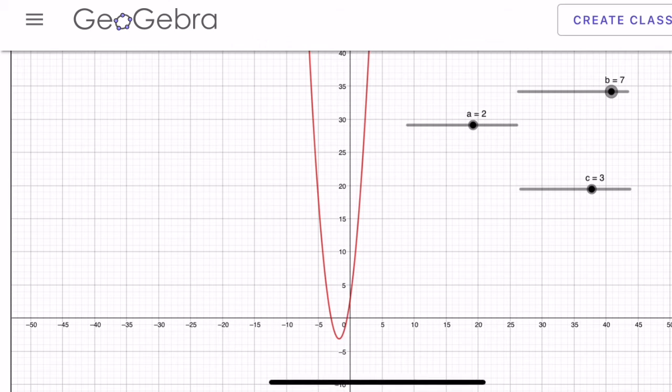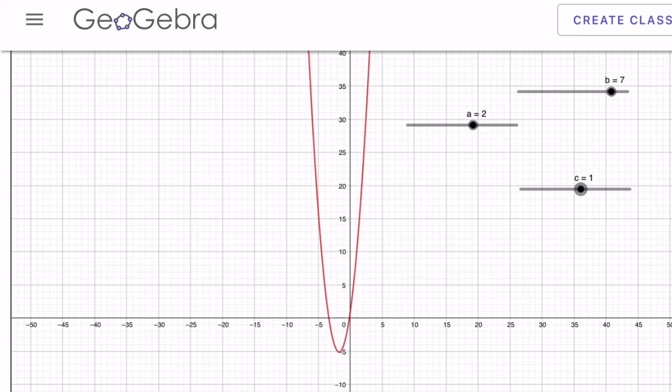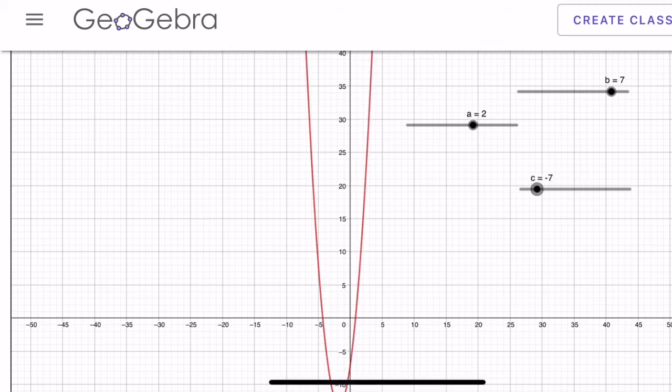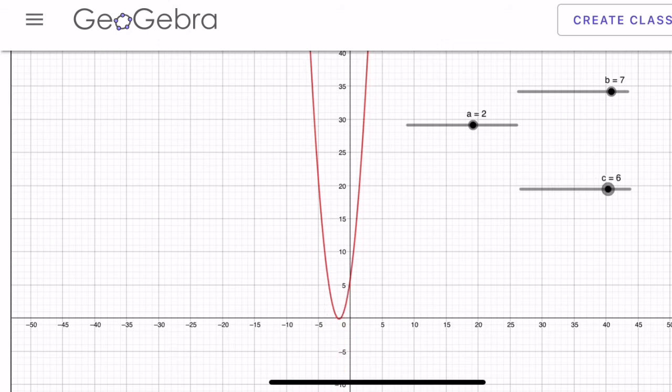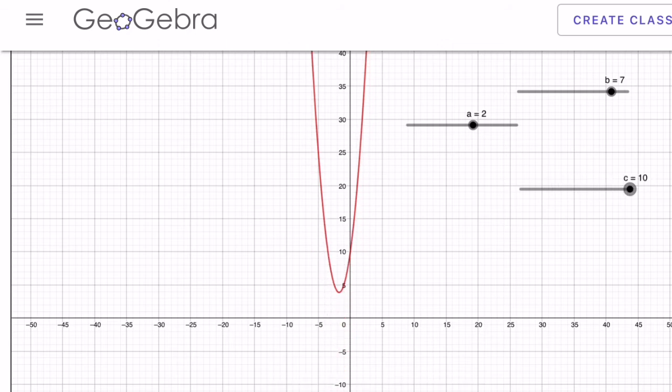What about if I change the c? If I change the c, you notice that this is the y-intercept. So the graph will move vertically upward or downward. If negative, it will go downward. If positive, it will go upward. So changing the values of a, b, c will affect the shape and position of the graph.